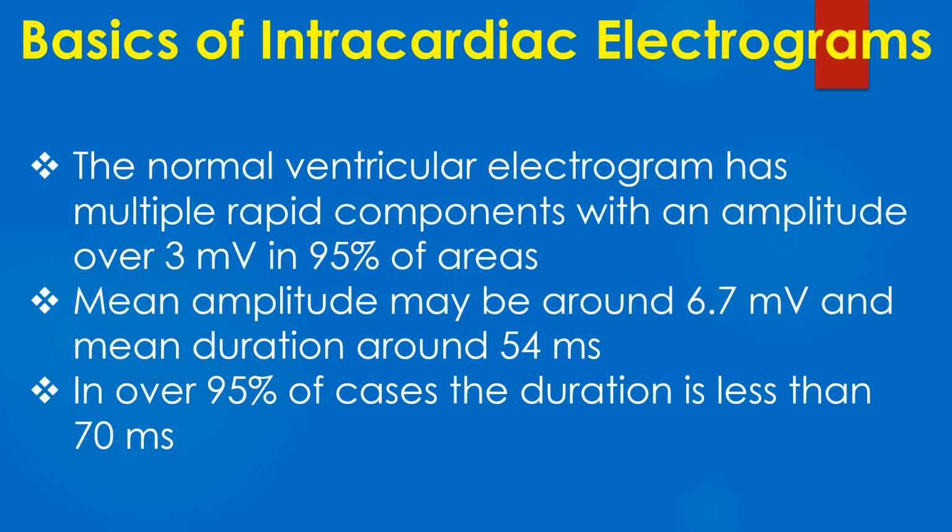The normal ventricular electrogram has multiple rapid components with an amplitude over 3 millivolts in 95% of areas. Mean amplitude may be around 6.7 millivolts and mean duration around 54 milliseconds. In over 95% of cases, the duration is less than 70 milliseconds.